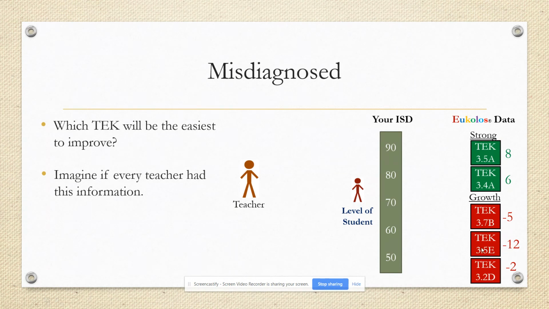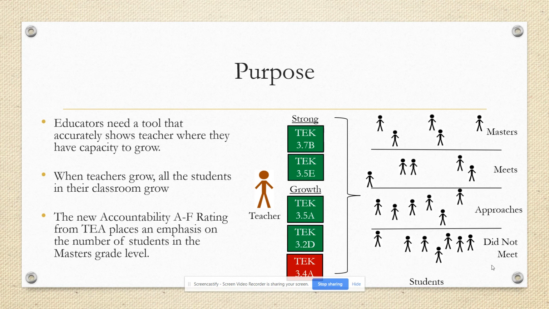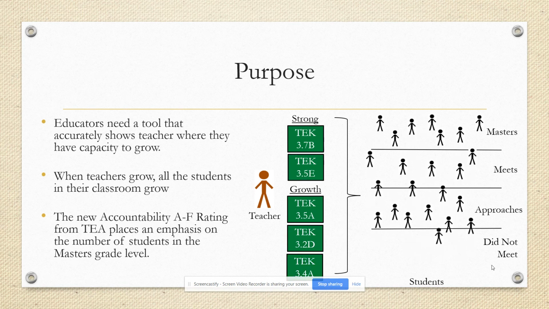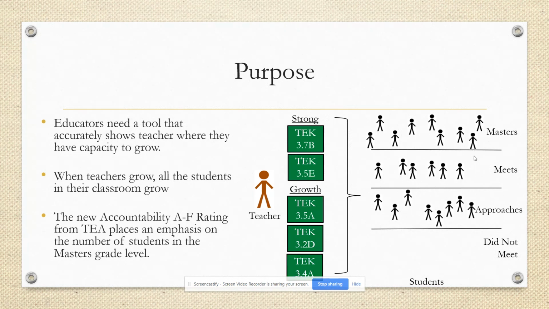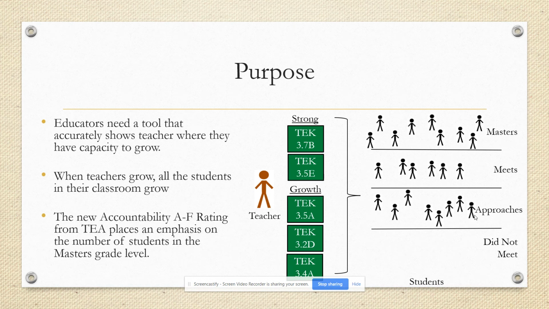The TEAC that would be the easiest to improve is the one furthest away from zero, meaning other teachers on average were having success way more than you, versus the -2, maybe not as easy to improve. But imagine if every teacher had this information, and every teacher could grow just by the TEAC that they were weak in and move up just that little bit. Now your masters is higher, your meets is higher, and your approach is higher. So that's really how we show the growth for every teacher, if they can each do that.